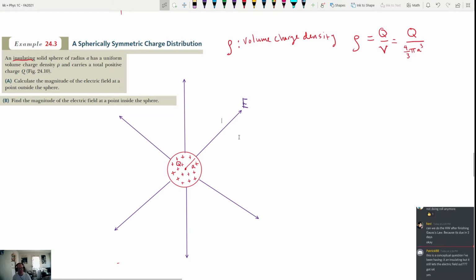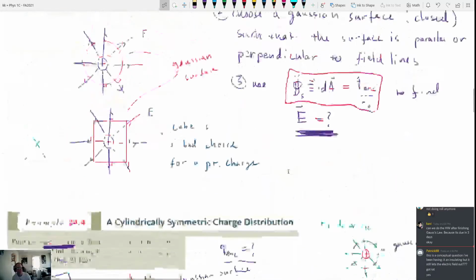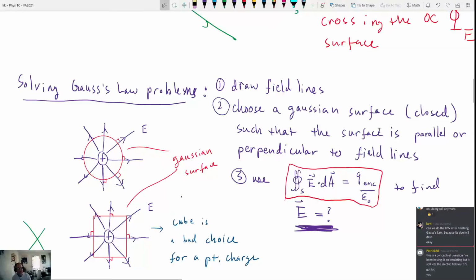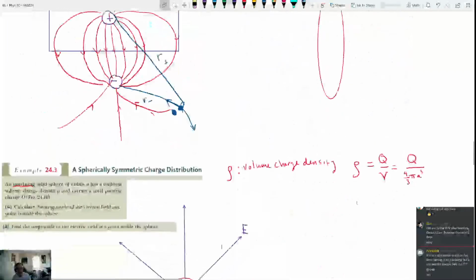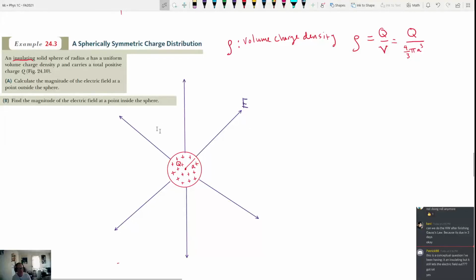Okay. All right, so calculate the electric field at a point outside the sphere. So step 1 was to draw electric field lines. We've done that. You can draw more, you can draw less, doesn't really matter. Just got to draw some. Step 2 is to choose a Gaussian surface such that the surface is parallel or perpendicular to the field lines. Now, this picture is two-dimensional. In reality, the field lines also come out of the page. They go into the page, left, right. There's more field lines than I'm drawing here, right? They come out radially away from the object.